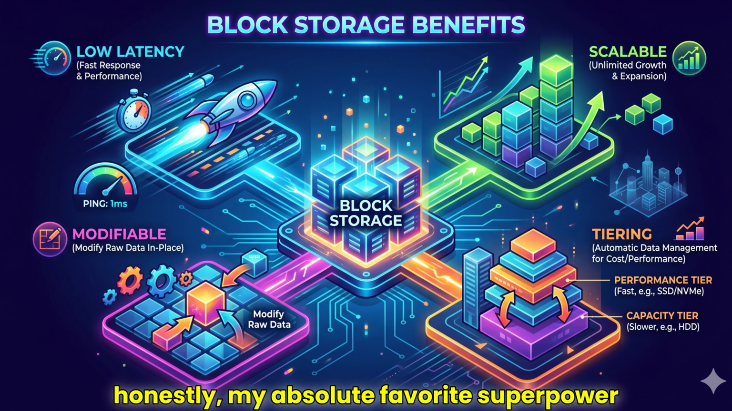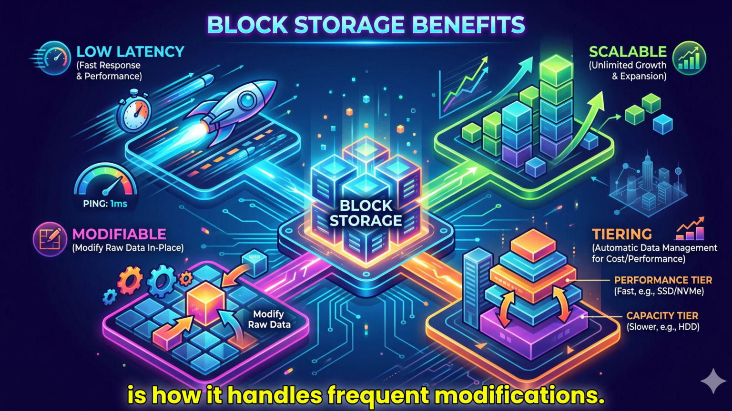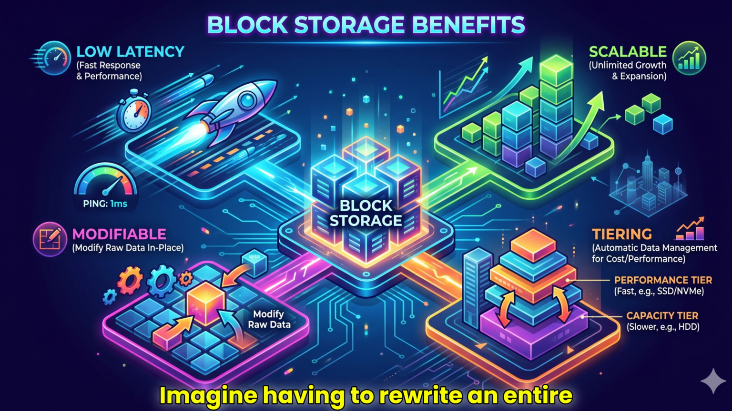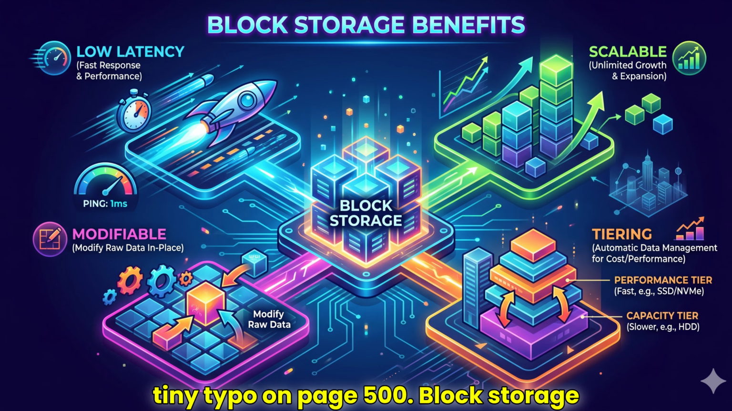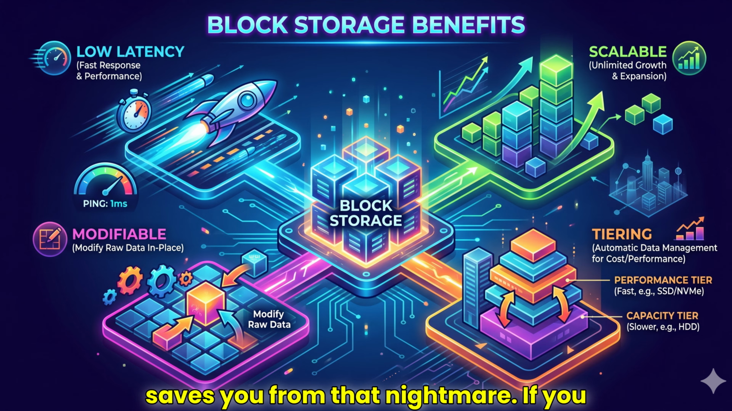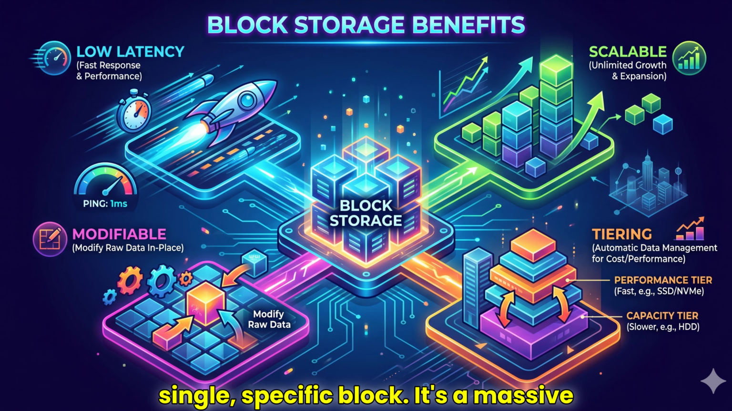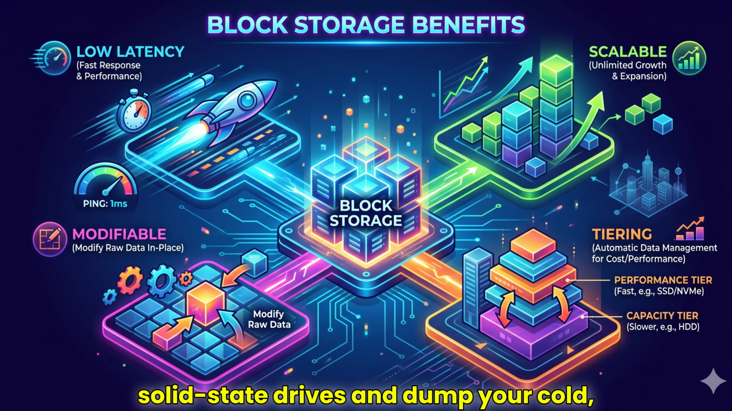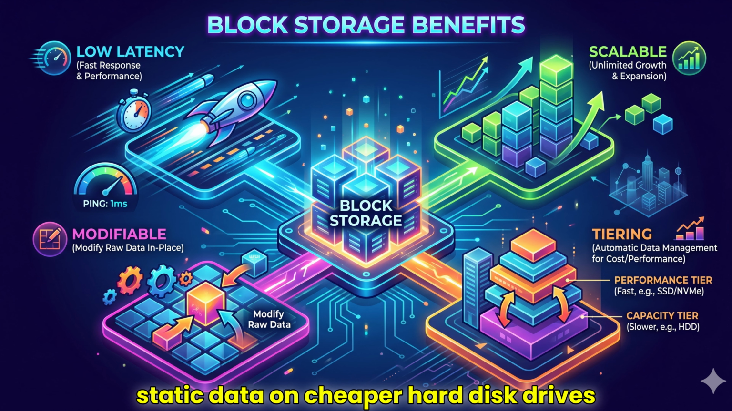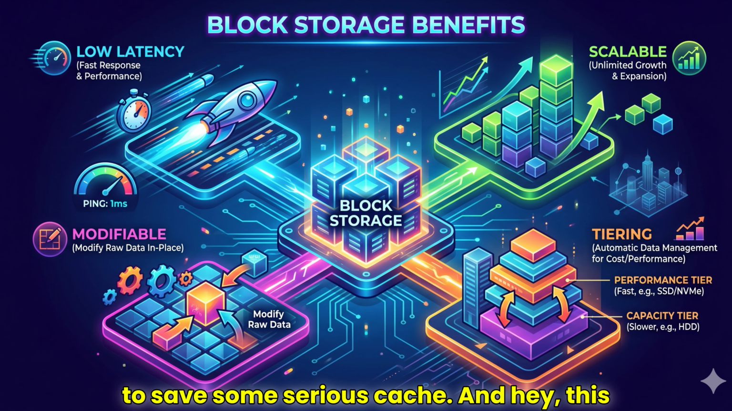But honestly, my absolute favorite superpower is how it handles frequent modifications. Imagine having to rewrite an entire encyclopedia just because you found one tiny typo on page 500. Block storage saves you from that nightmare. If you change one small detail in a massive database, the system just rewrites that single specific block. It's a massive time saver. Plus, you get totally granular control. You can put your fast-changing, hot data on expensive solid-state drives and dump your cold, static data on cheaper hard disk drives to save some serious cash.